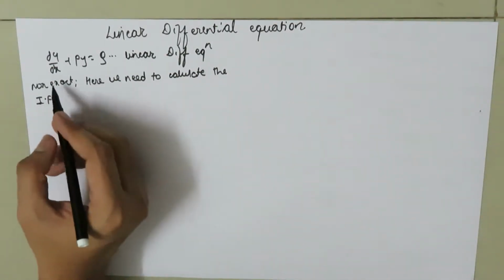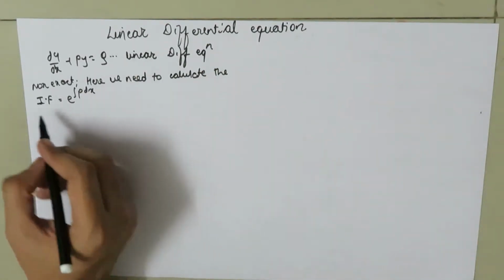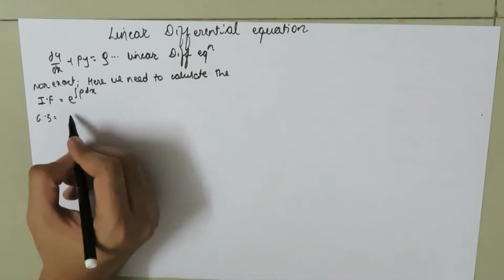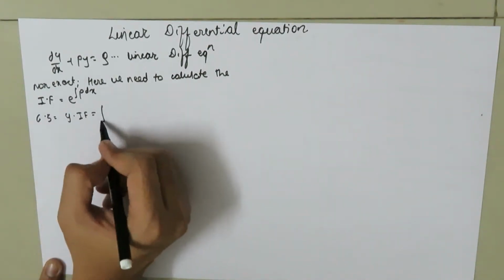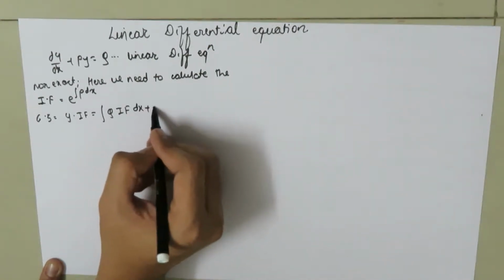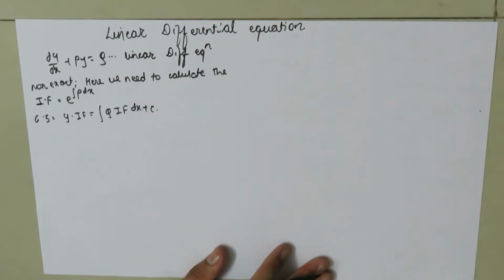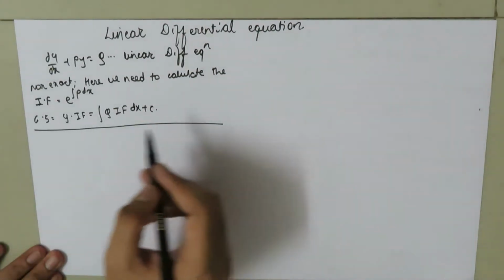So in this case the integrating factor is equal to e to the power integration of p dx, and the general solution is y times the integrating factor is equal to indefinite integral of q times the integrating factor dx plus c. So let's solve some examples depending upon this basic concept.